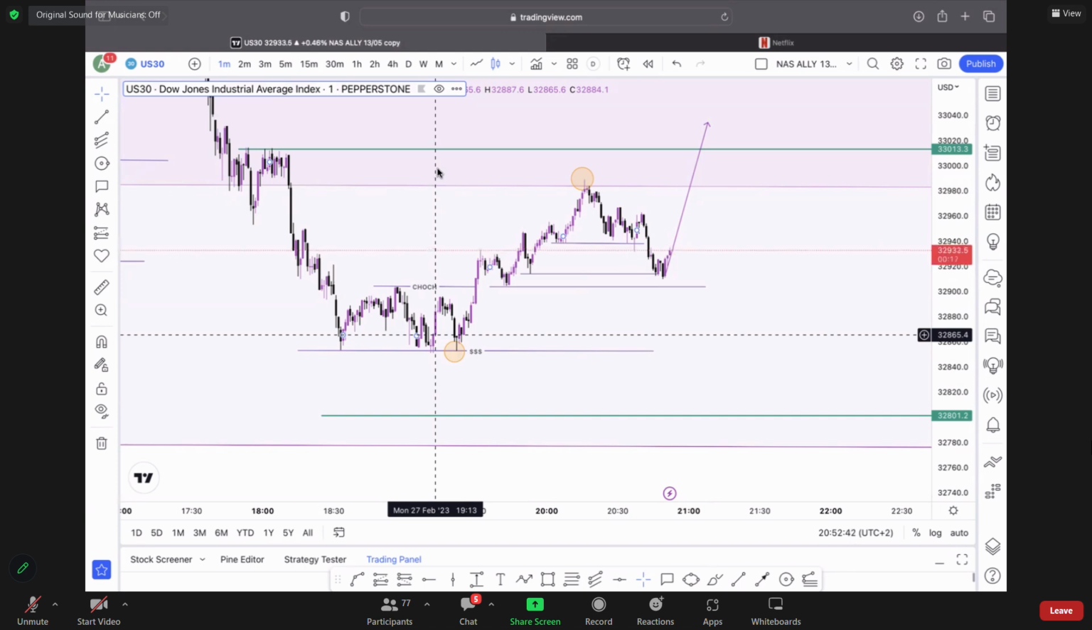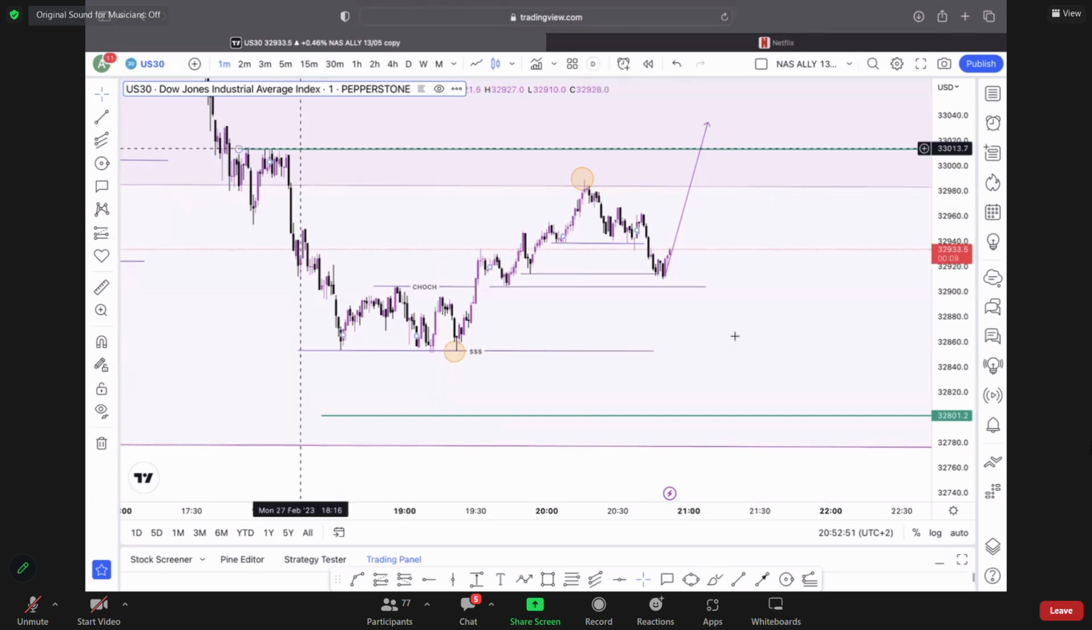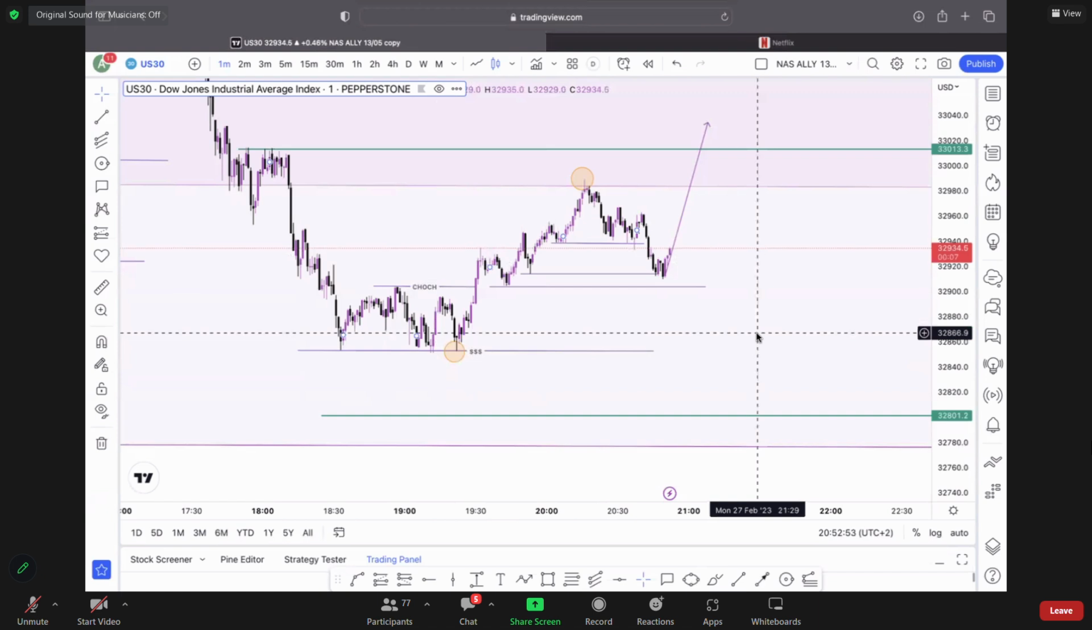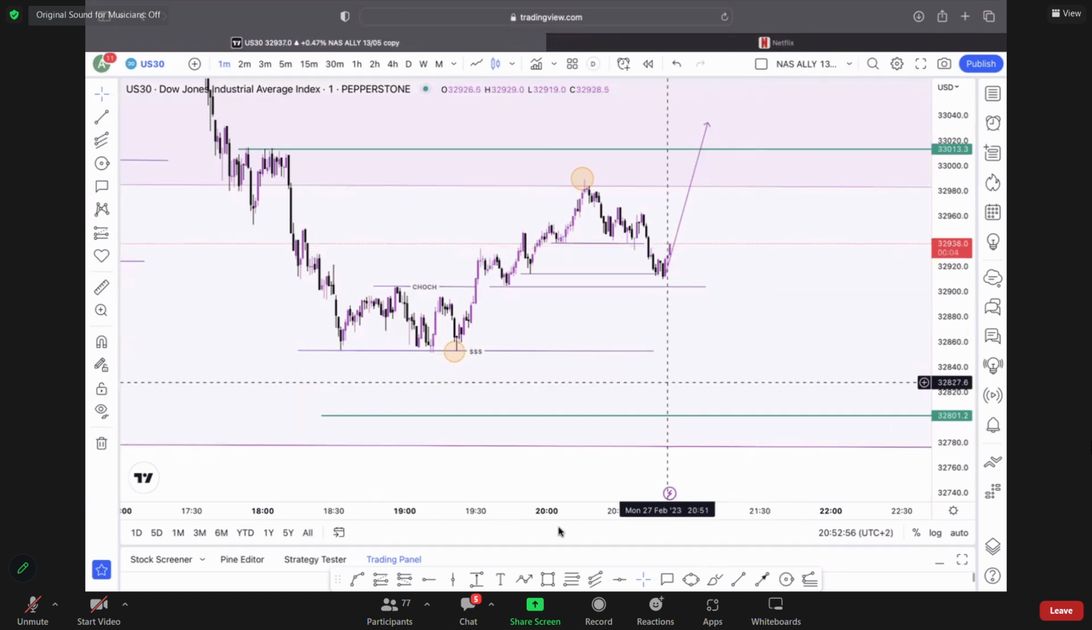Okay, cool. So do you all agree with me that that is our 1-minute swing structure? Do you all understand why? If you don't, guys, ask, otherwise you're with me. Okay, cool. So we know that that's our 1-minute swing structure.